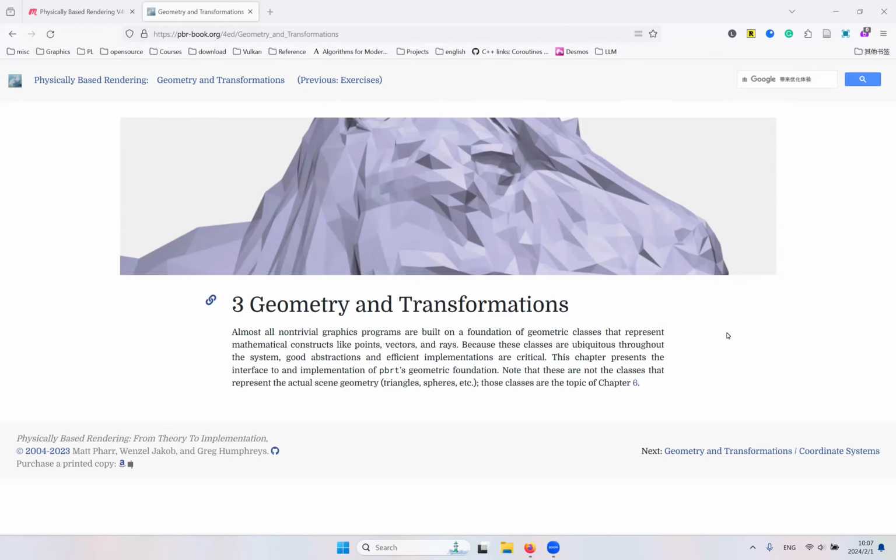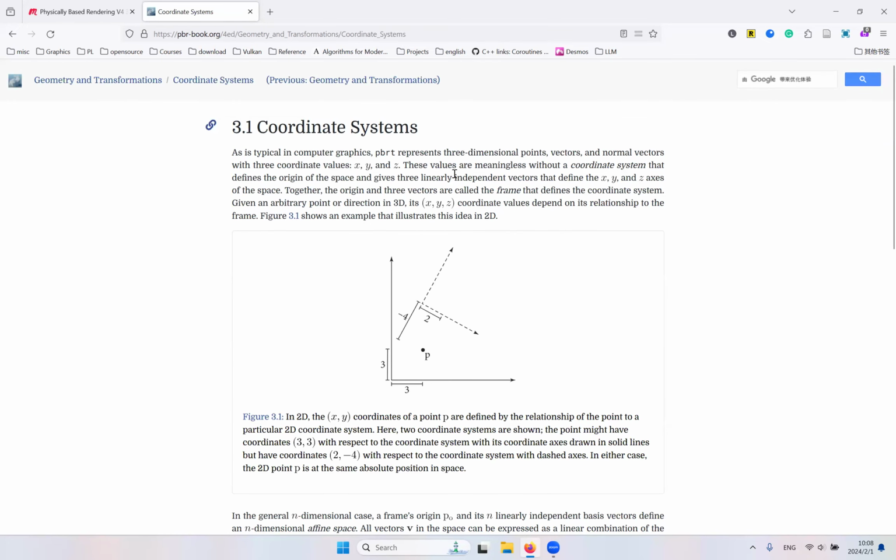All right, so today we are talking about chapter 3 of this book, Physically Based Rendering. And we will just continue to delve into the PBRT code base. This chapter is mainly some geometric utilities, like points, vectors and rays, so nothing too complicated. First, a short description of what a coordinate system is.